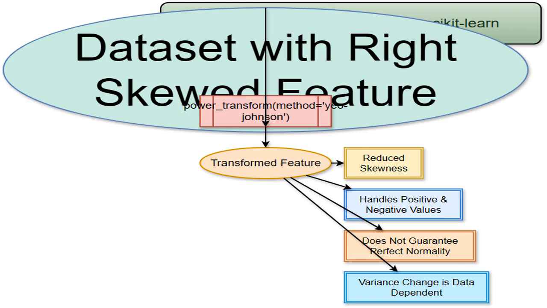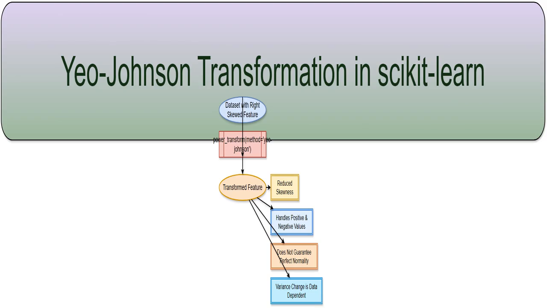I'm dealing with a dataset. One of its features has a strong right skew, meaning its values are bunched up on the left and have a long tail stretching to the right. This is a common problem in data analysis, and it can affect the results of many statistical methods. I'll use scikit-learn's power_transform function, with the method set to yeo-johnson. This applies the Yeo-Johnson transformation, a powerful technique to handle skewed data.